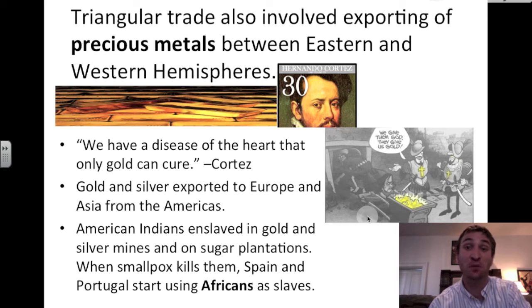Let's take a look at this political cartoon. You have the Spanish explorers saying, "We give them God, they give us gold," justifying enslaving these humans for their purposes. Now, when the smallpox virus kills the Native Americans, the Aztec, the Inca, and others, Spain and Portugal, the early leaders in exploration, start using Africans as slaves. And this is the start of the transatlantic slave trade from Africa to the Americas.